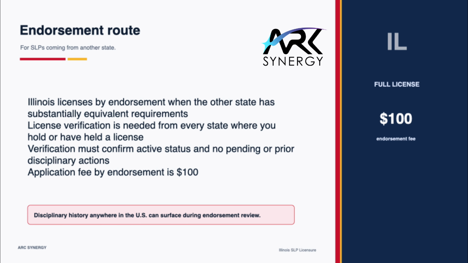If you hold an active SLP license in another state with substantially equivalent requirements, Illinois will license you by endorsement as well. You need to submit a license verification form for every state where you hold or have held a license, confirming active status and no pending or prior disciplinary actions.